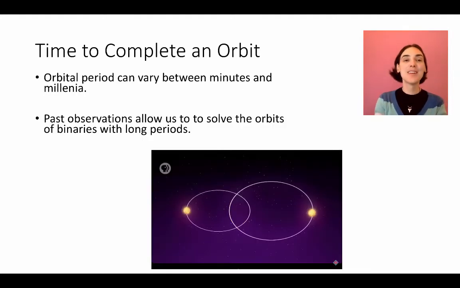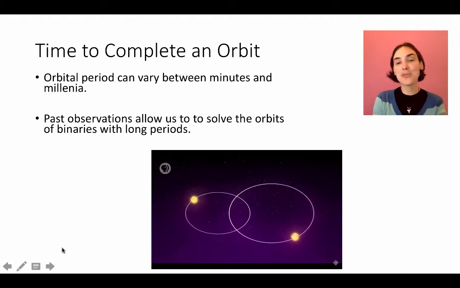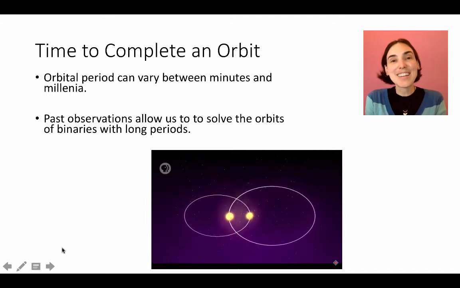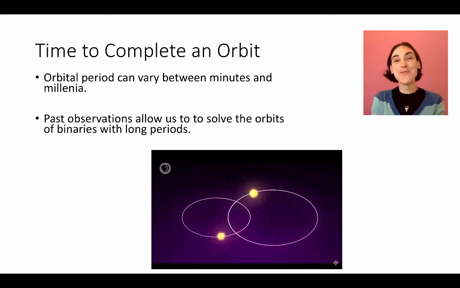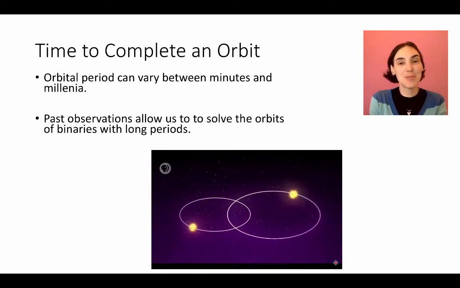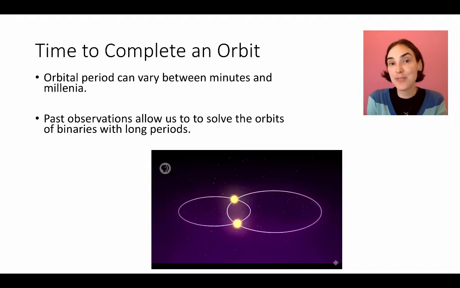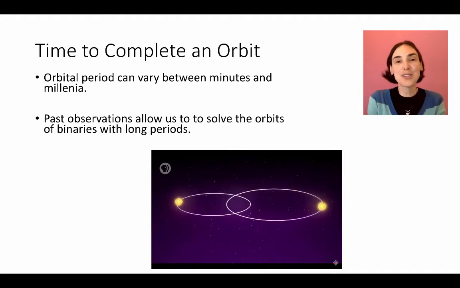The time it takes the secondary star to go around the primary star can be minutes or it can be thousands of years. So there's a very wide variation, and we need to use past data to help us determine this, often from very far in the past. But luckily, astronomers have been at this game for quite a long time, and so they've been making these plots and helping us figure this stuff out.